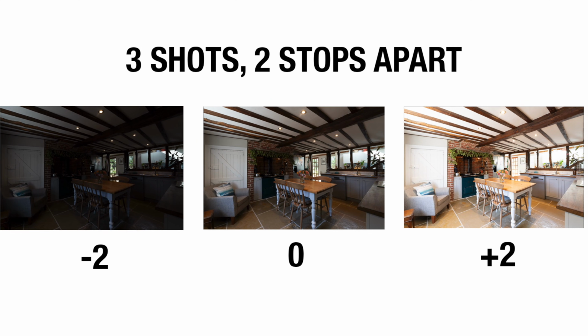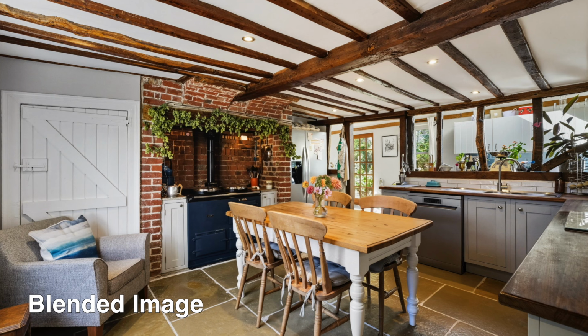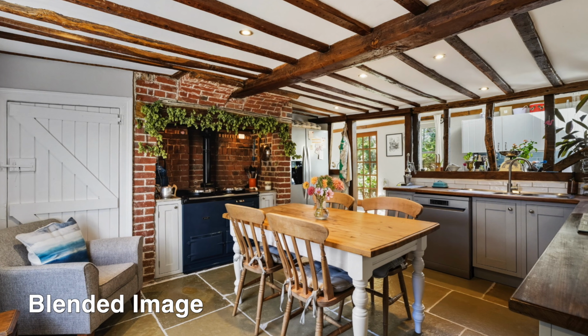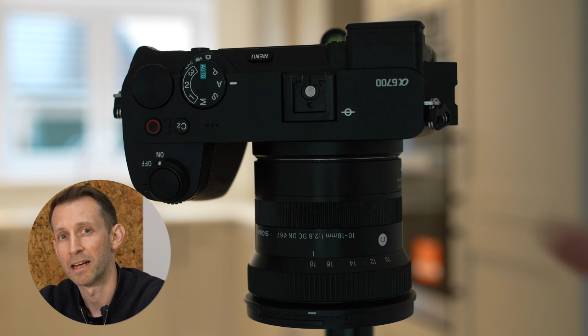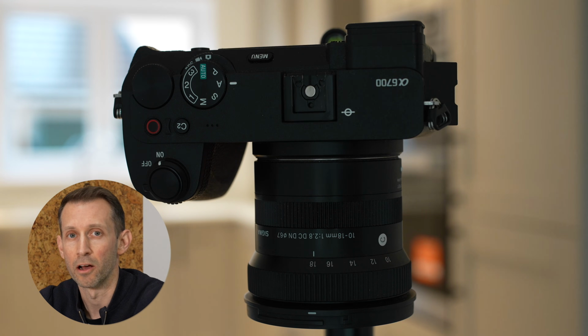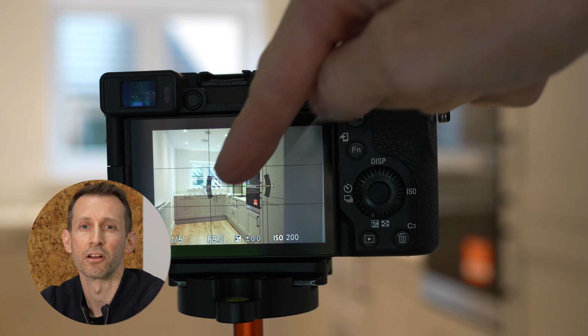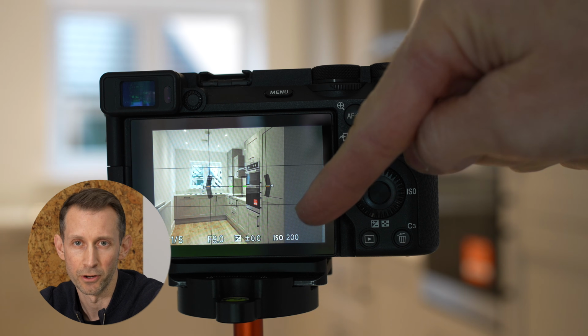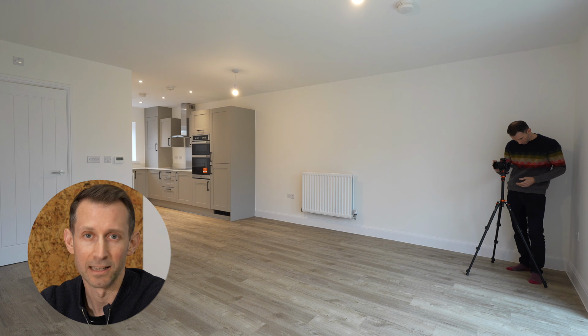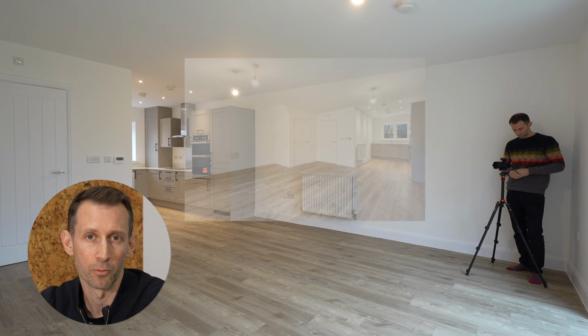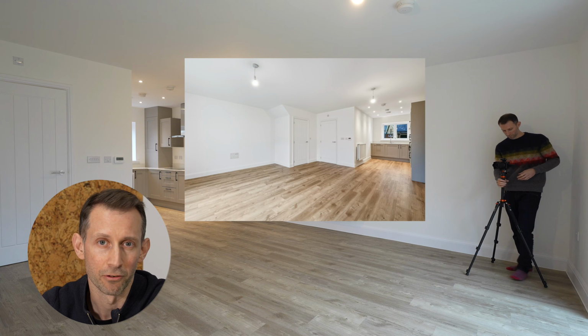So I shoot 3 shots, 2 stops apart. There are occasions where you might want to shoot 5 shots if it's really bright outside and dark inside perhaps, but generally it's 3 shots, 2 stops apart. I set my camera to aperture mode and I put it on f9 and I have it set on ISO 200. And then all you have to do is literally set your camera up in the room where you want to take the shot and click the shutter release button.